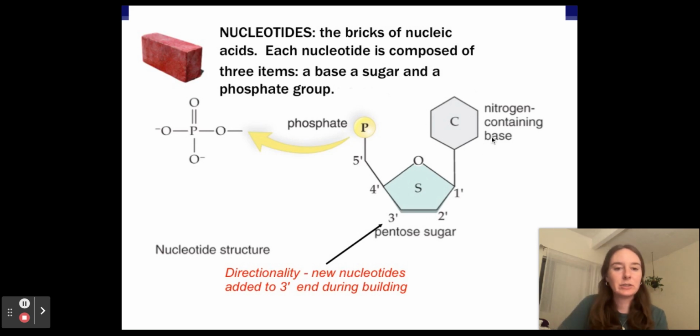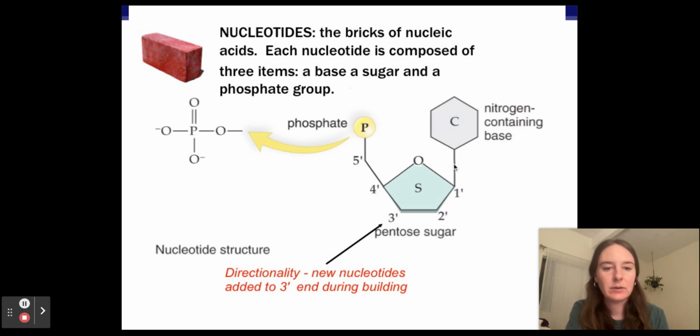Nitrogenous means there's nitrogen in it. So if we look here, this shape has a bunch of carbons. Each of these vertices represents a carbon, but scientists get lazy. They don't want to draw in all the carbons and the hydrogens, but there's nitrogen in here and it's carbon. And we call this a base.